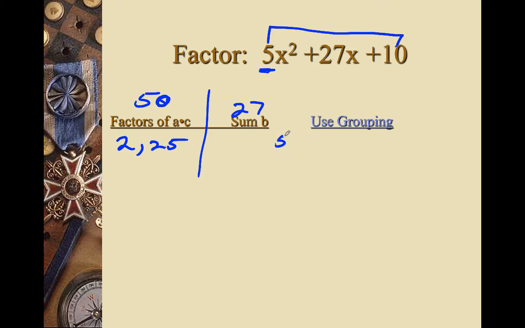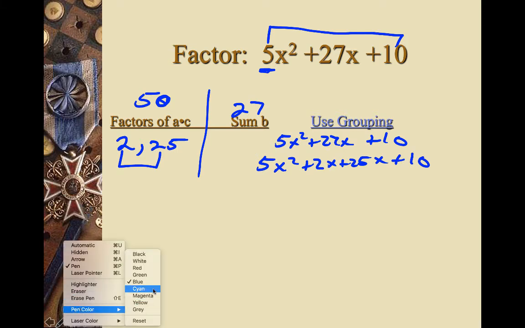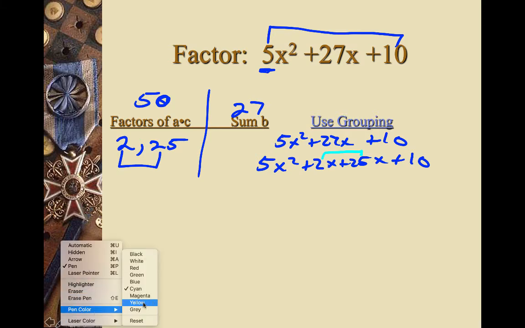I'm going to rewrite this 5x squared plus 27x plus 10. Instead of 27, I'm going to use 2x plus 25x. 5x squared plus 2x plus 25x plus 10. That's the big move right there. That is the big move, because what I've done here is I have simply changed 27 into 2 plus 25. So really it's taking a trinomial and writing it as a 4-termed polynomial.